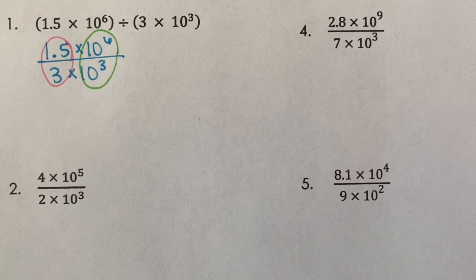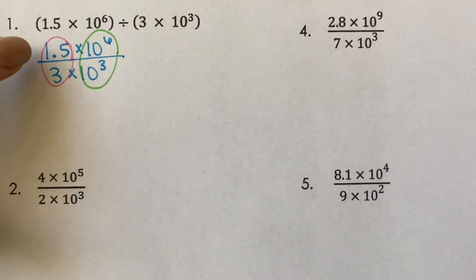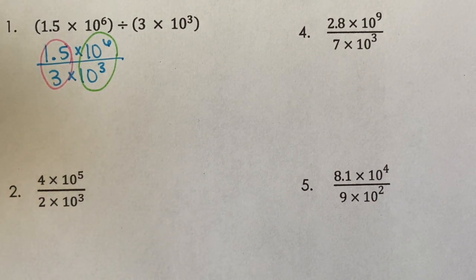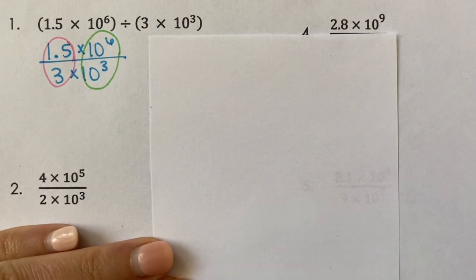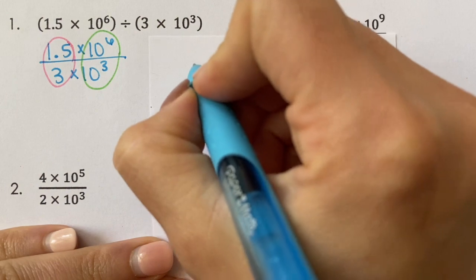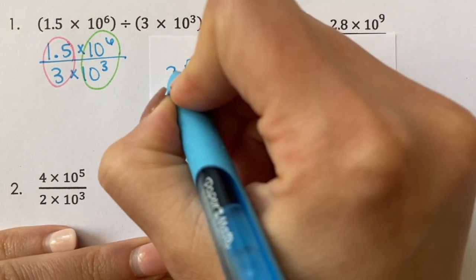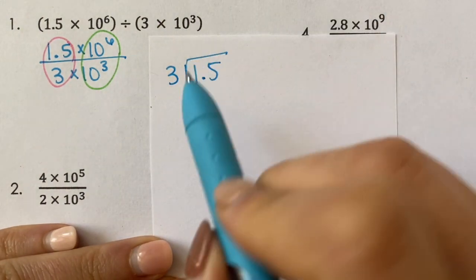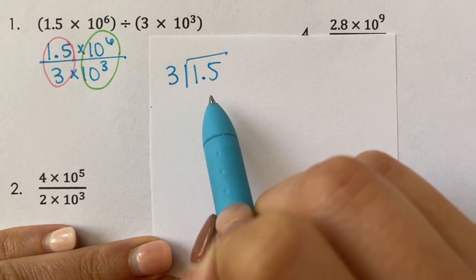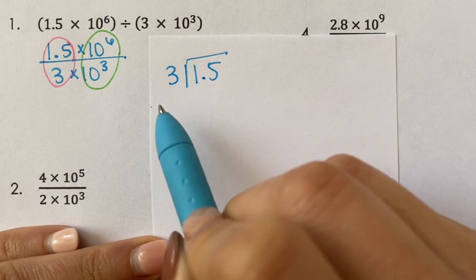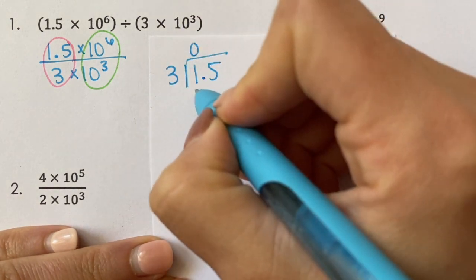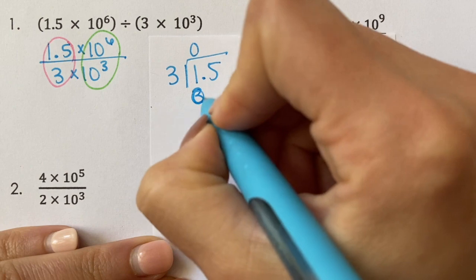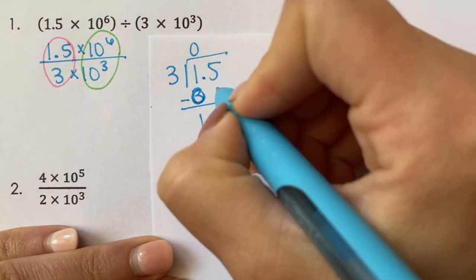The third step says to divide the first numbers. So you're dividing 1.5 divided by 3. There are a few ways you can do this. We're going to start with the longer method. So we have 1.5 underneath, 1.5 divided by 3. Just like when you multiply decimals, you don't care about the decimal right this second. So let's just divide. 3 doesn't go into 1, so 0 times 3 is 0. Subtract, you have 1. Bring down your 5.